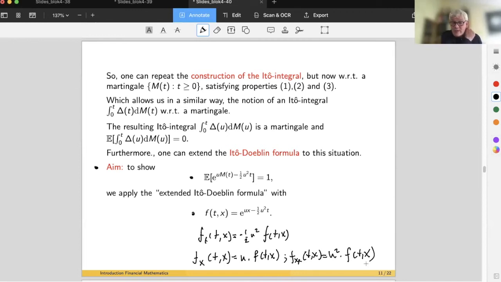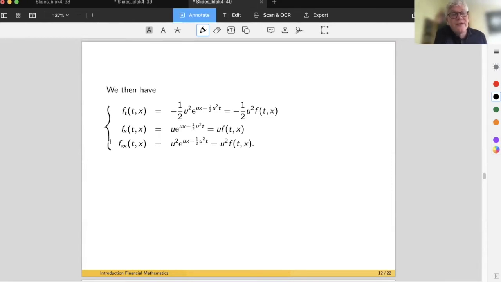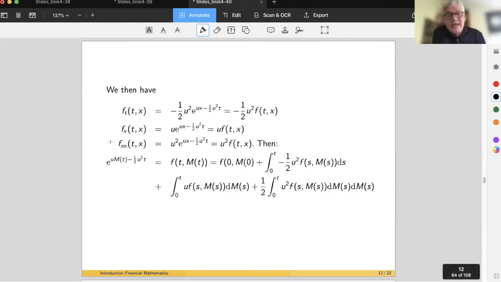We write them down here, you see them, and we write them down on the next slide, and we will work with them. So again, f_t is minus 1/2 u squared times f. F_x is u times f, and f_xx is u squared times f. These three, we just wrote them down on the previous slide. Here they are repeated for convenience, and then we apply the extended Ito-Doeblin formula to e to the power u m_t minus 1/2 u squared t. We call that our f. For x, we substitute m_t.